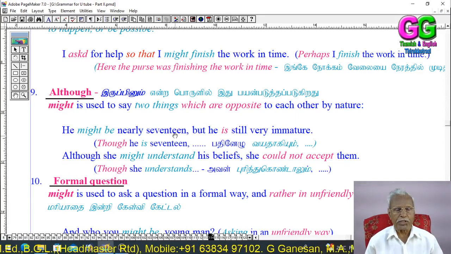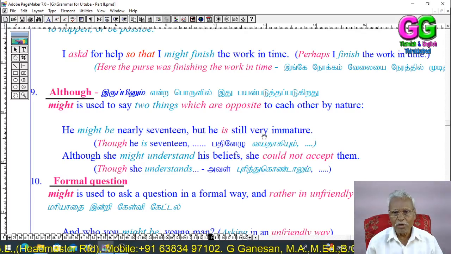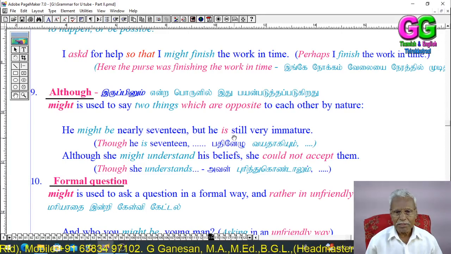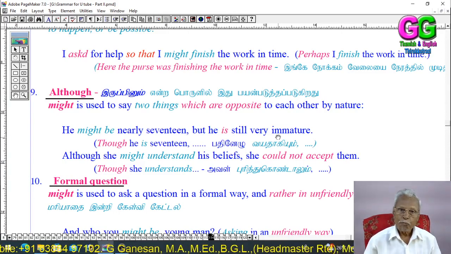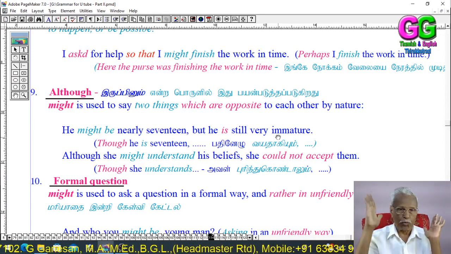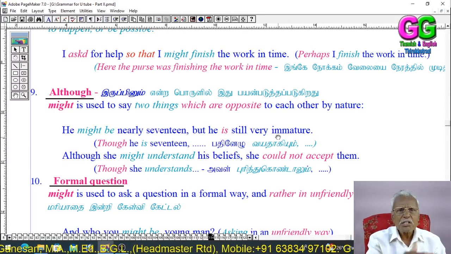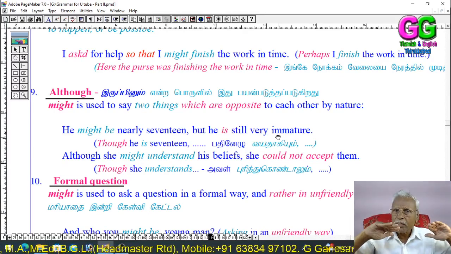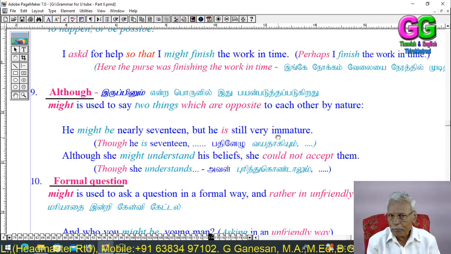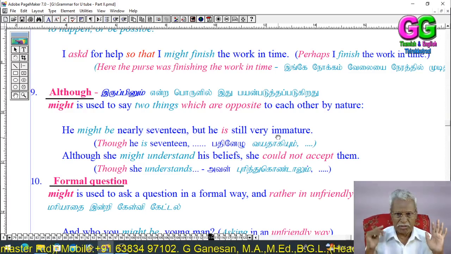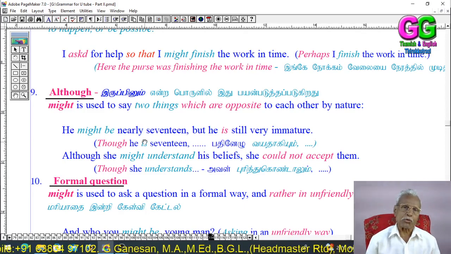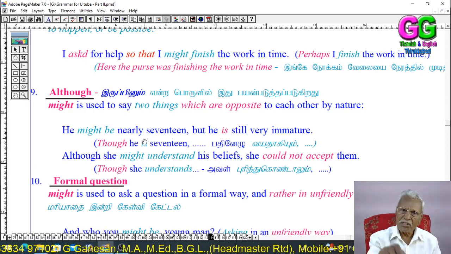He might be nearly 17, but he is still very immature. That is, though he is 17, he is immature. He is not mentally rightly developed. He might be nearly 17, but he is still very immature. That is, though he is 17, he is still immature.